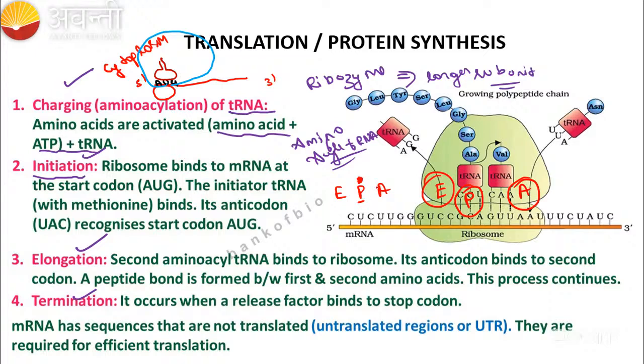So now what will happen? The second aminoacyl tRNA will come and bind to the A site. It will come and bind to the A site, and now it is going to form a peptide bond with the amino acid which is present in the P site. It will form the peptide bond. Now what will happen? The tRNA in the P site will exit from the E site.